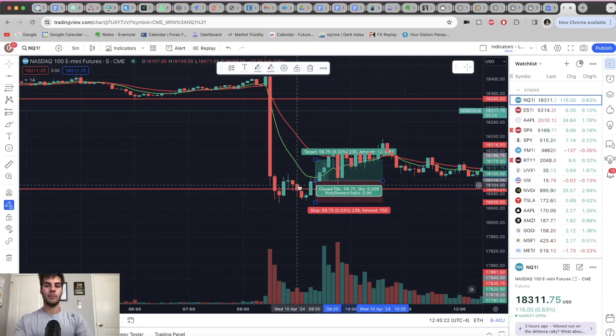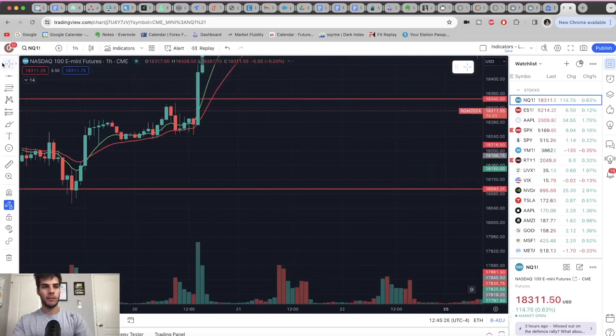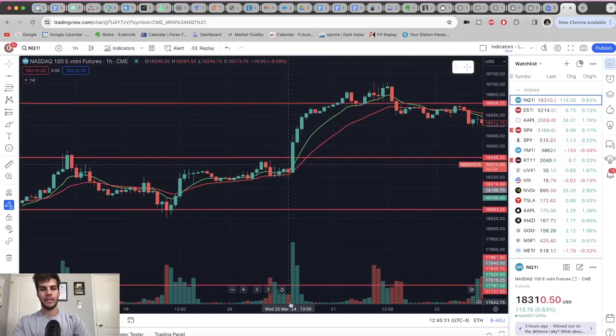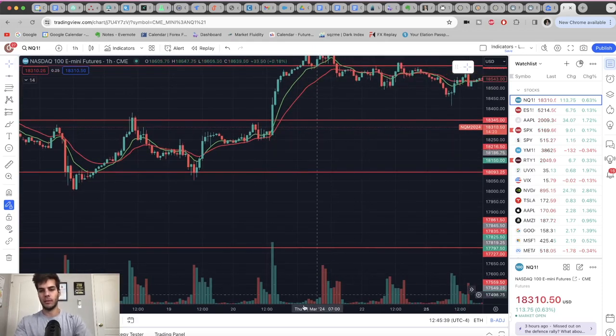So that's just one example of a demand zone. Let's zoom back out though. Let's go on the 1-hour, because we can also set 1-hour zones and daily, but then it gets too complicated. So if I were you, I would just choose between daily, 4 hour, and 1 hour. You can use two of any of those three. I like to use the 4 hour and the 1 hour.